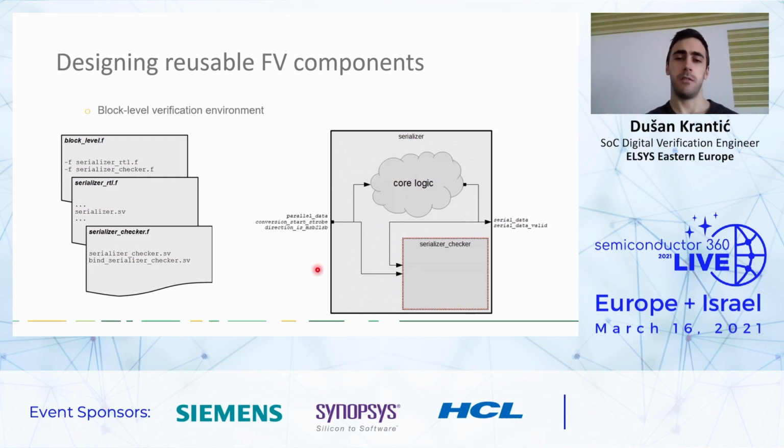After we do the elaboration, we can see on the picture to the right what the structure is going to look like. For our block level formal verification, we don't really need any wrappers or test benches. As you can see here, the top elaboration entity is actually the design itself, the serializer. Inside it, the bound serializer checker monitors its inputs and outputs. Optionally, you can also monitor the internal signals if you're doing white box checking.